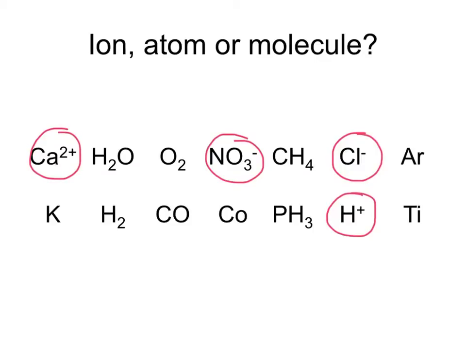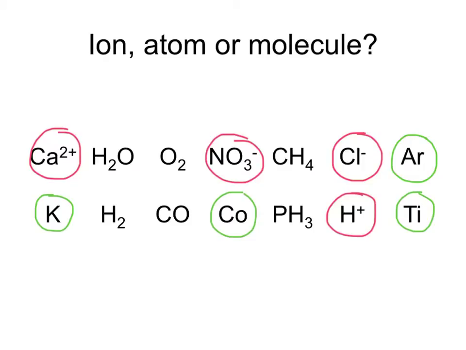Now we'll look at which ones are single atoms. Well, if there's a single atom, then there'll only be one symbol and there'll only be one element there. So this one here, argon, that shows a single atom of argon. This shows a single atom of titanium. This one here shows a symbol for a single atom of potassium. And this one here shows a single atom of cobalt.